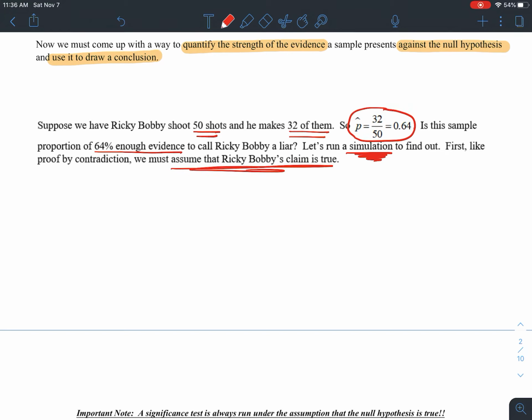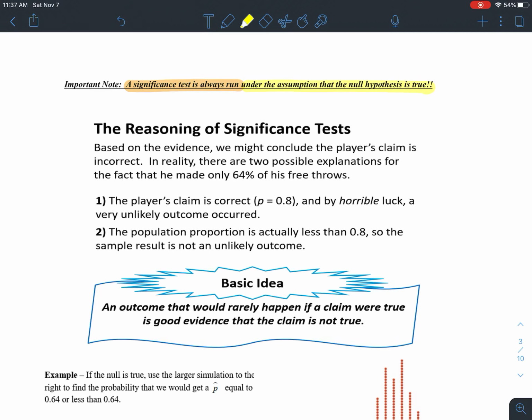So let's flip to the next page and take a look at this notion that when you do a significance test, it is always run under the assumption that the null hypothesis is true. So you design the simulation under the conditions that the null hypothesis is true.